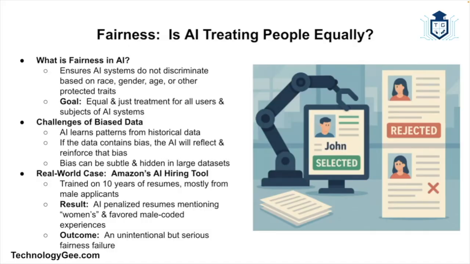So here's a real life example of this. A few years ago, Amazon built an AI recruiting tool that unintentionally discriminated against women. The system had been trained on resumes submitted over the past 10 years, and since most of those resumes came from men, the algorithm learned that male applicants were better. Now, what was the result? Well, it penalized resumes that included the word women in it and preferred candidates with more male associated experiences. Now, when it comes to that example, fairness was an absolute failure.